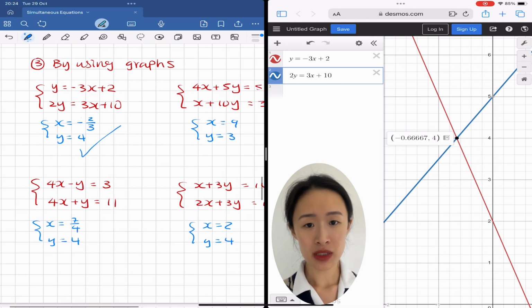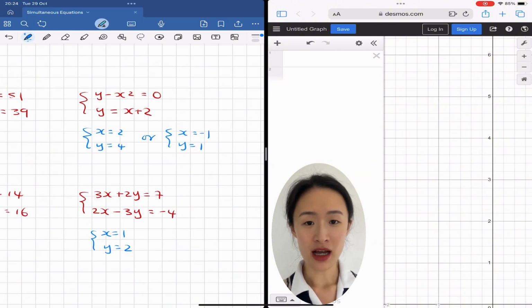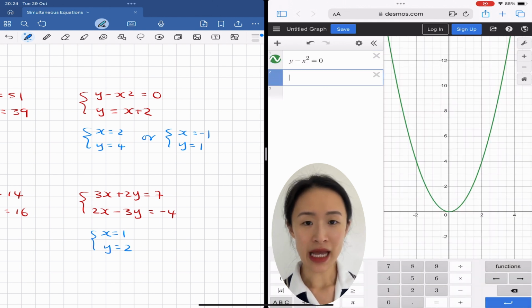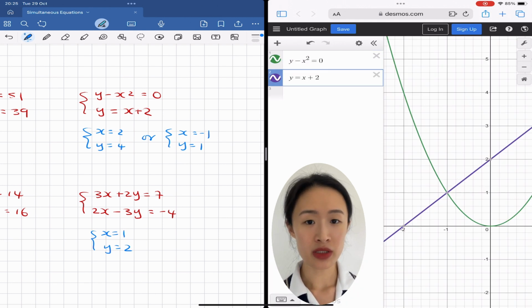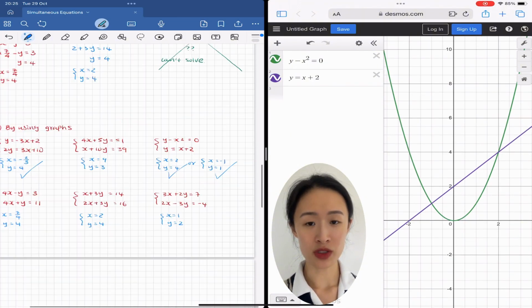We can solve any types of simultaneous equations by plotting the graphs, even if there are 3 unknowns. So with the second one and the final 3 questions, they will be the same. But with the third example, what we had earlier are 2 sets of solutions. What's happening here? Let's have a look. I will type in both equations. y take away x squared equal to 0. It's a quadratic. If I plot the straight line, as you can see, there are 2 intersections, and those 2 intersections are the 2 sets of solutions we found earlier.